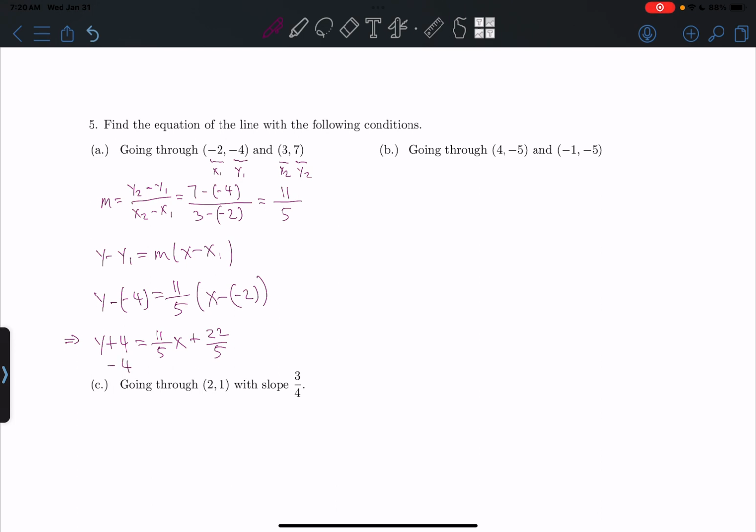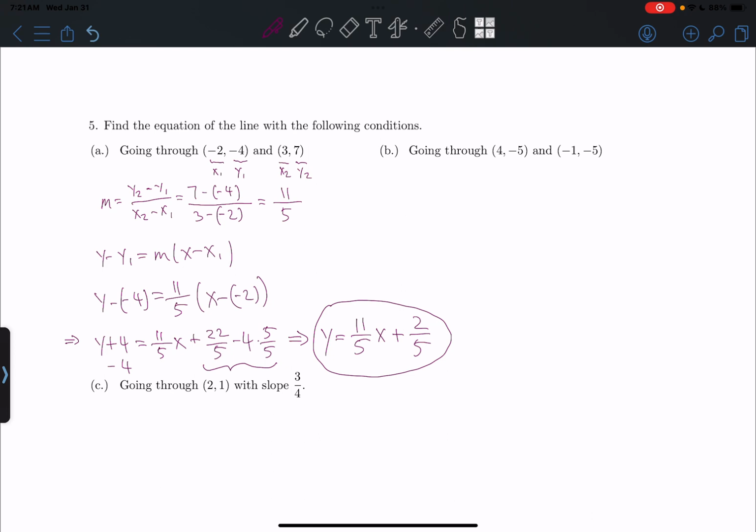Then just minus the 4 on both sides. But to minus the 4, I need to make a common denominator, so multiply that by 5 over 5. And then from here, we have y equals 11 over 5 x, and then I have 22 over 5 minus 4 times 5 is 20. 22 minus 20 is 2 over 5. So that right there is my final answer.